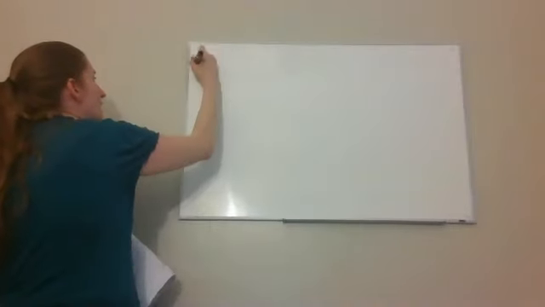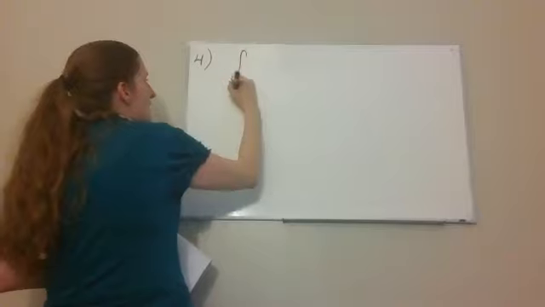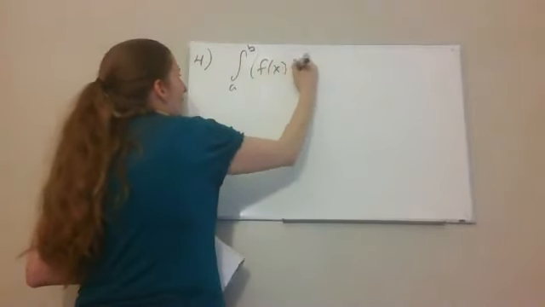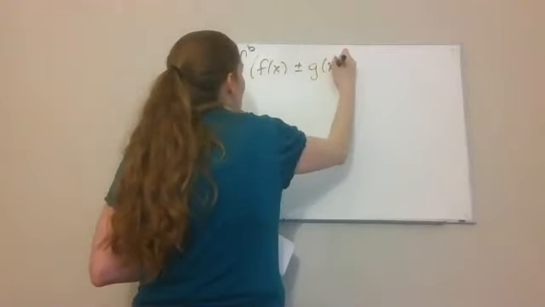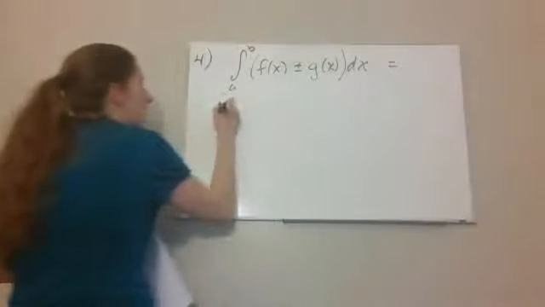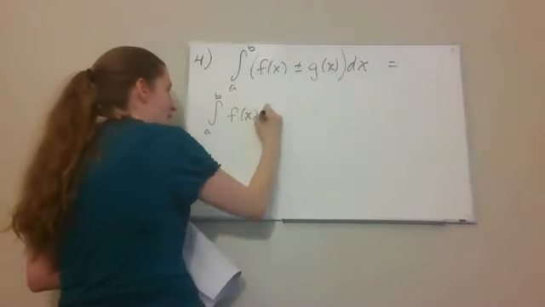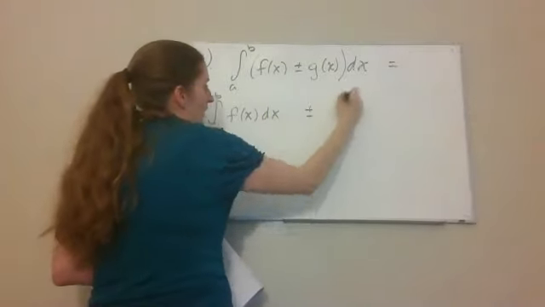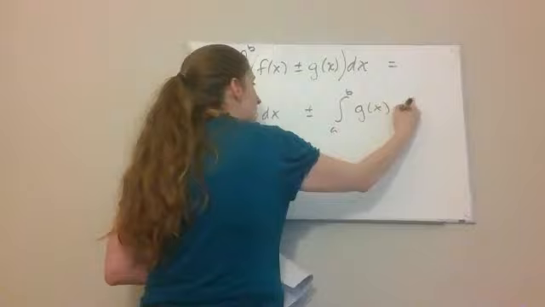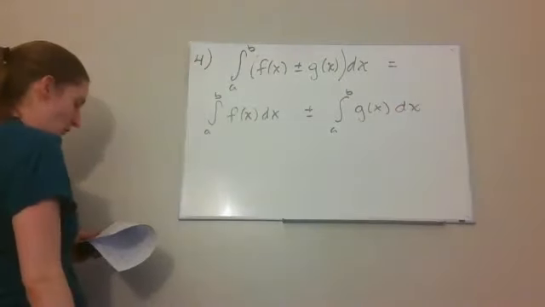Property 4 says that the definite integral from a to b of f plus or minus some other function g is equal to the definite integral from a to b of f plus or minus the definite integral from a to b of g, which works out exactly the way we would want it to.